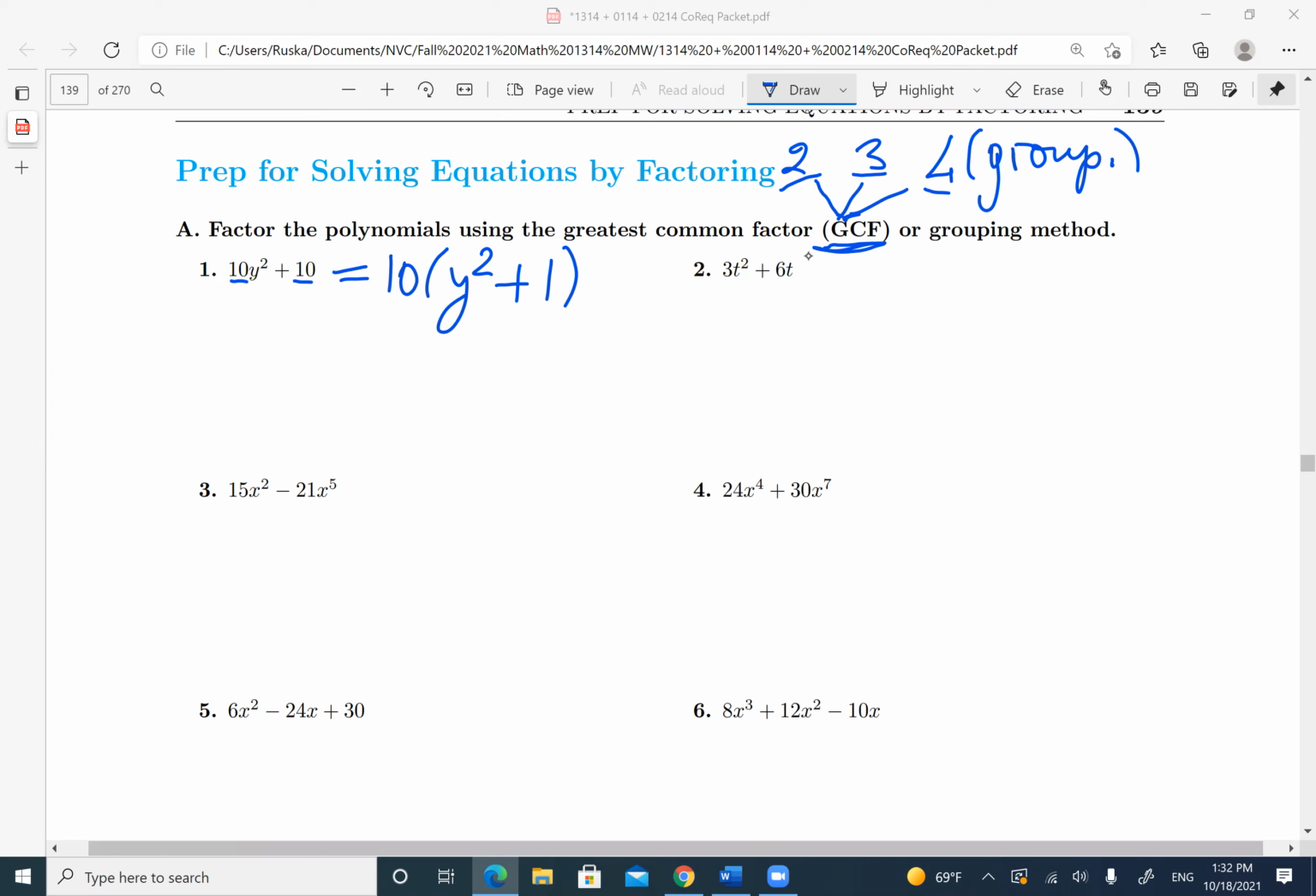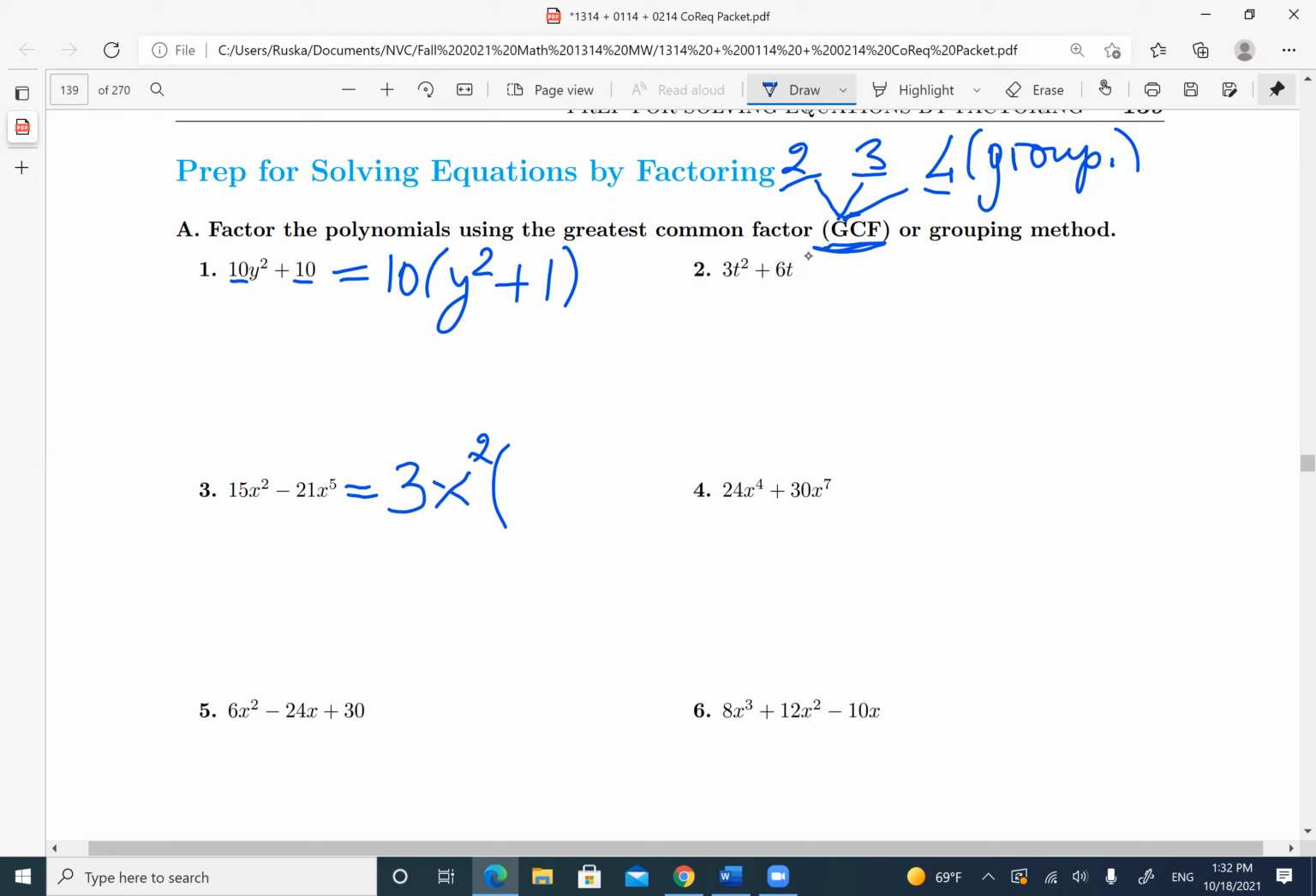Okay, so let's do 1 or 2 more of these. Let's do number 3. In number 3, the numbers are 15 and 21. So what is the common factor here? And then you have x squared and x to the 5th. Looking at the numbers 15 and 21, they have a common factor of 3 because both of those numbers are divisible by 3. And both of those terms have x, with the lowest exponent being 2. So you're going to factor out x squared.